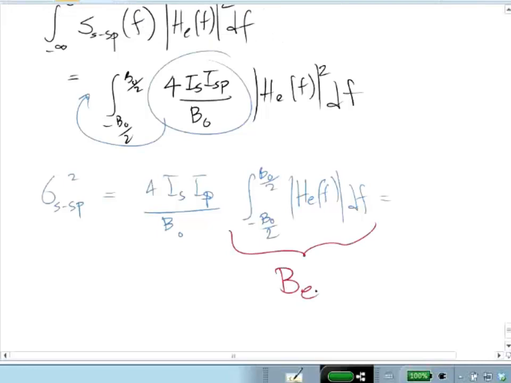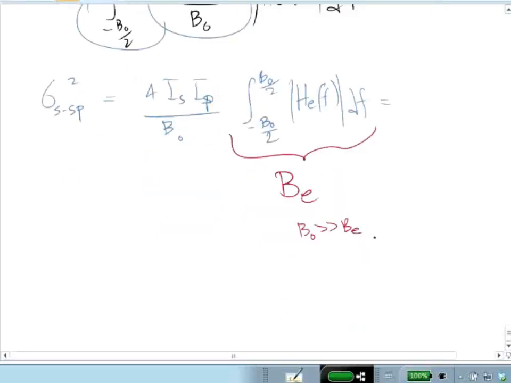So if B0 is much greater than BE, then it's essentially minus infinity to infinity, and it's the equivalent of the definition of the noise equivalent bandwidth. So now I've finally gotten into the definition of what the noise equivalent bandwidth is. So in this case, we see that this simplifies to signal-spontaneous variance equal to 4 IS ISP times BE over B0.